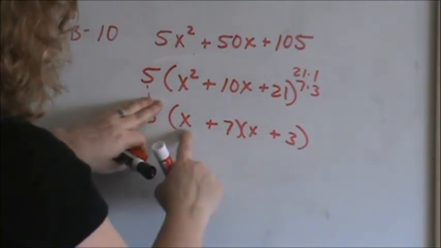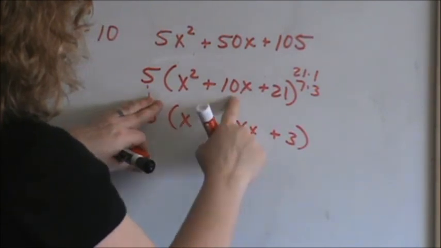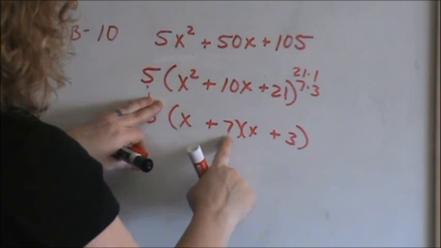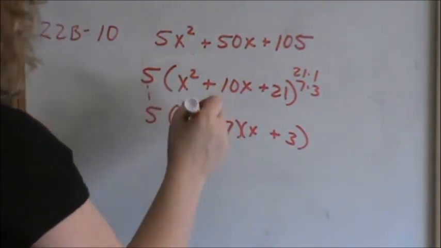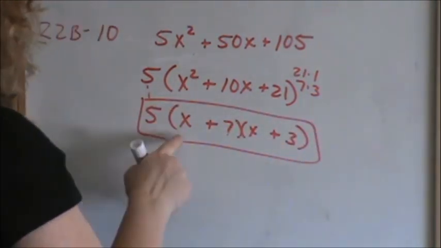If I cover this up and FOIL this back out, I would get 3x plus 7x, which is 10x. And I would get my x times x is x squared. My last term, 7 times 3, is 21. Then if I go back and distribute this, I would end up getting the original answer. So that is my final answer in factored form.